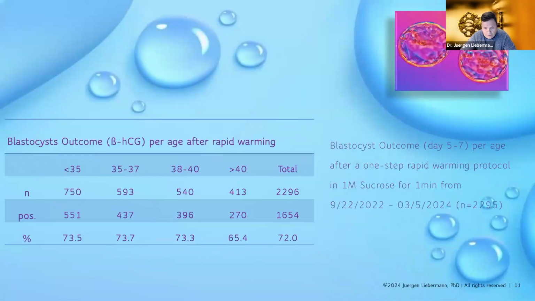And this is so far our results. Positive beta first. We did 2,296 transfers, and you see based on age, besides only patients over 40, positive beta is consistently over 70%, 73 on average.